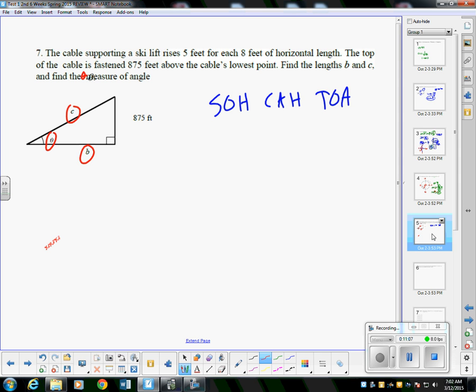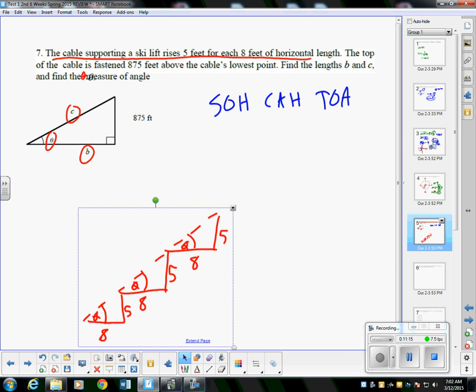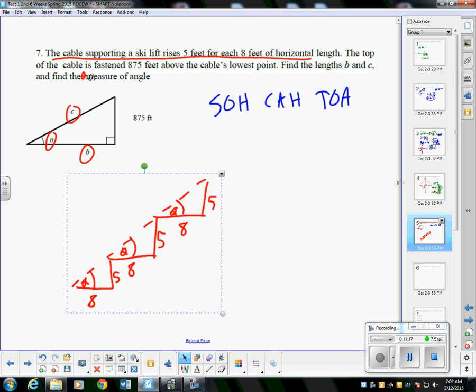It says that the cable rises 5 feet for every 8 feet of horizontal. So I have a little pre-drawn picture here. If you want to look at it, we can draw little miniature right triangles. In other words, we know that for every 8 feet we go horizontally, we go up 5 feet. So here's what we have right here. There's a couple of ways to do this.